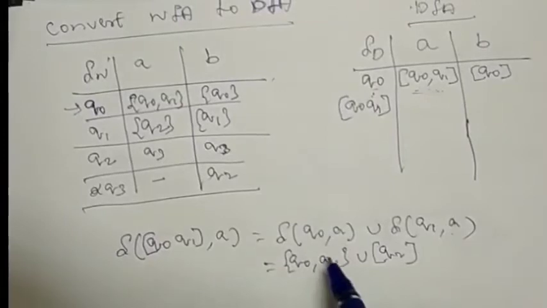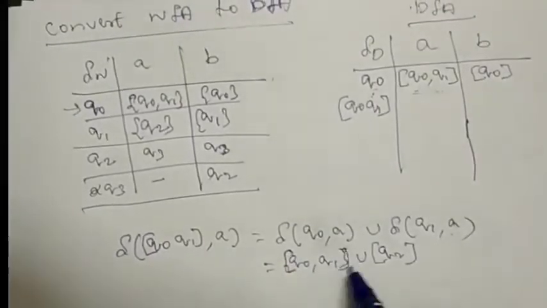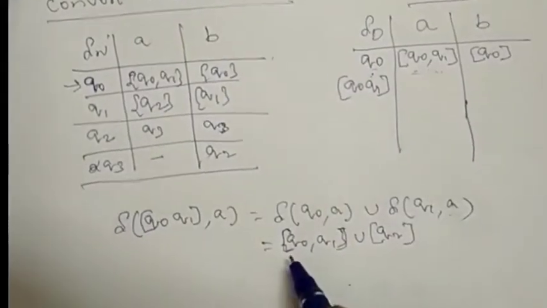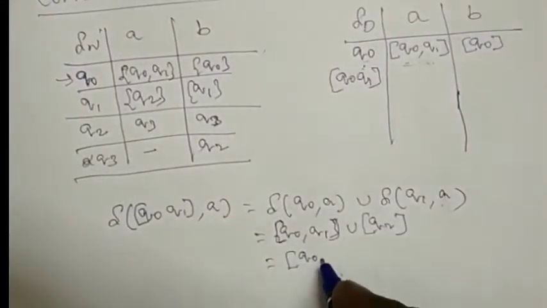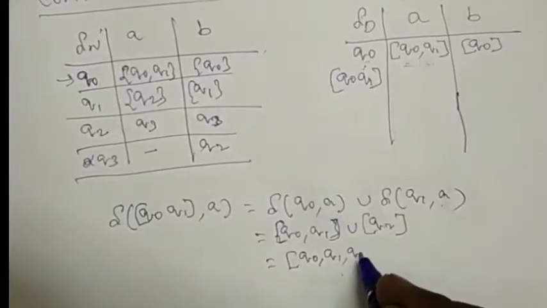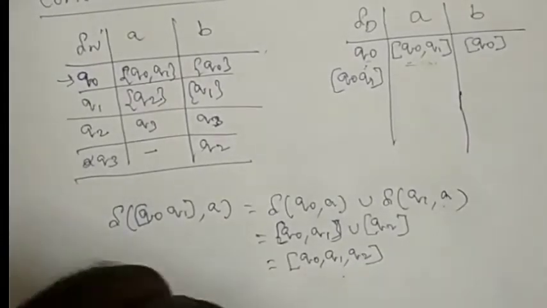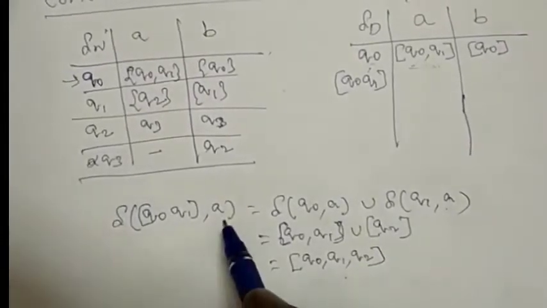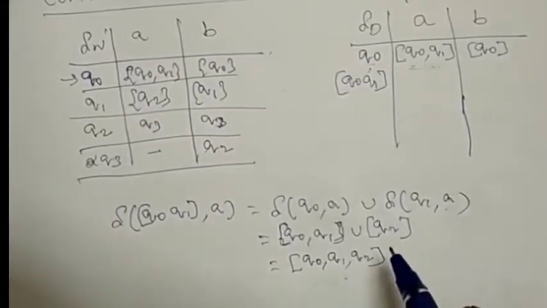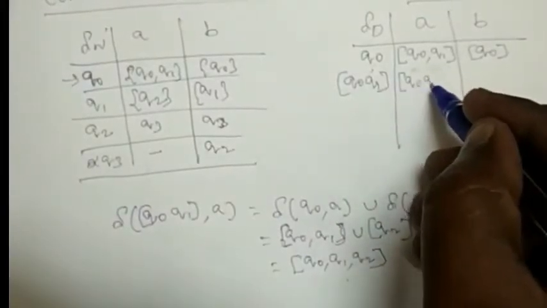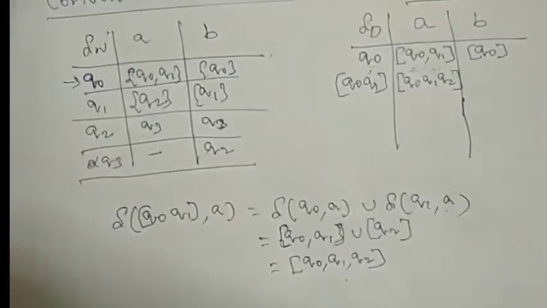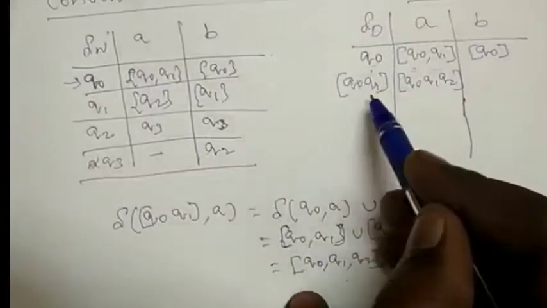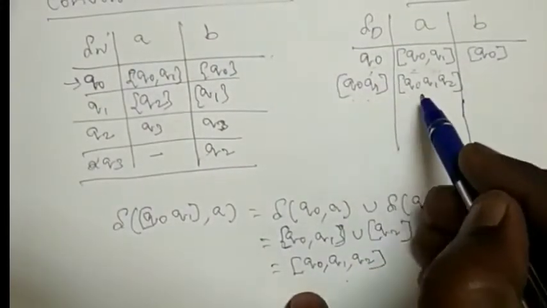Now putting it together, I should put square brackets here. Putting it together, you get Q0, comma Q1, comma Q2. So this is going to be a new state. When Q0, Q1 is given A, you get Q0, Q1 and Q2, so you write it in the DFA table. Okay, so it has been written. In Q0, Q1, if I apply A, you get Q0, Q1 and Q2.